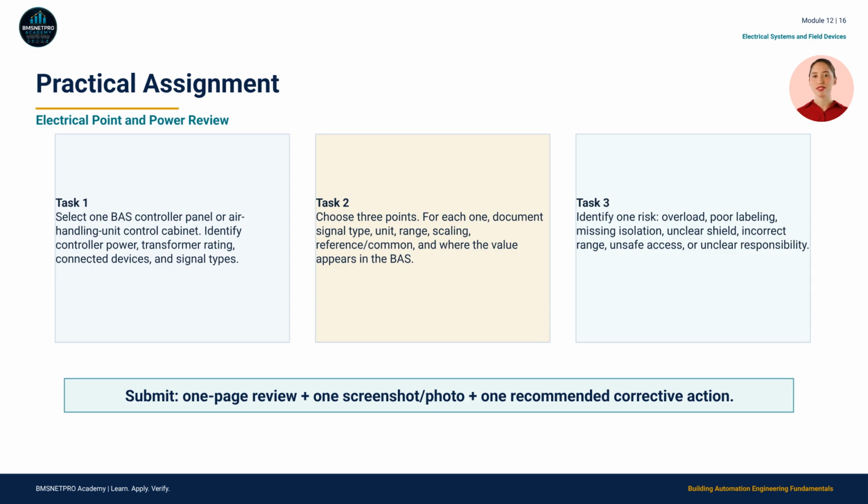The assignment turns the module into field practice. Learners should identify one control panel or one AHU control cabinet and document how electrical power and signals support BAS operation. The goal is not energized troubleshooting. The goal is structured observation. What transformer is used, what signals are present, what scaling is configured, what references are required, and what risks should be addressed. The submission should include a one-page review, one screenshot or photo, and one recommended corrective action.